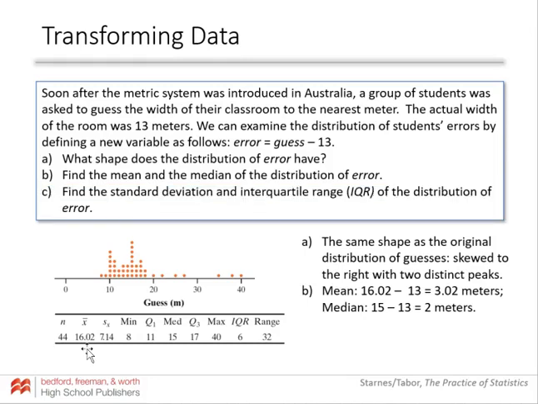All right, and then the last thing, standard deviation and IQR, interquartile range. Okay, those are measures of variability. When we are adding and subtracting, measures of variability are not affected. So they're going to stay exactly the same as they were in the original. Standard deviation is the same, IQR is the same.